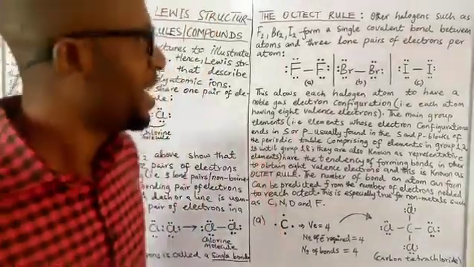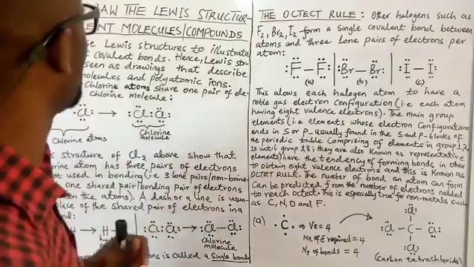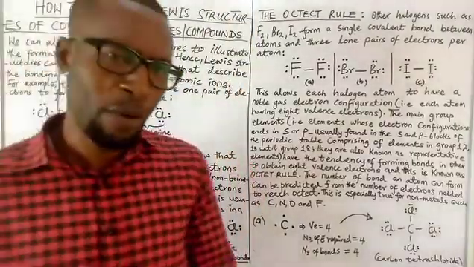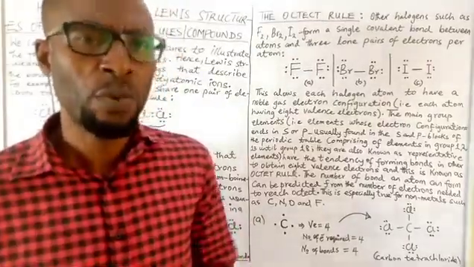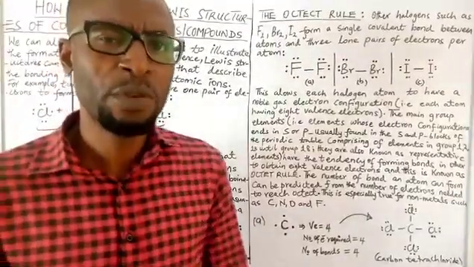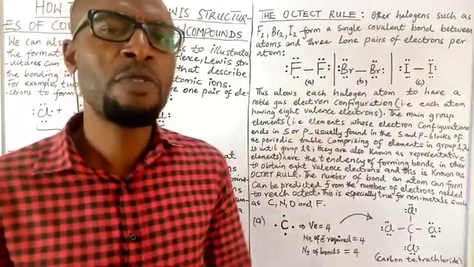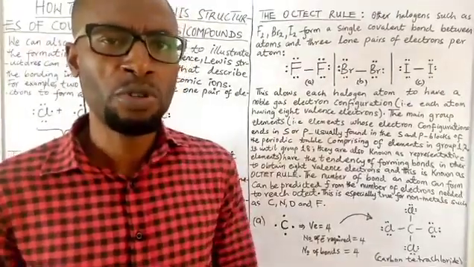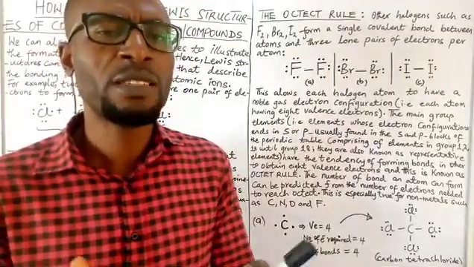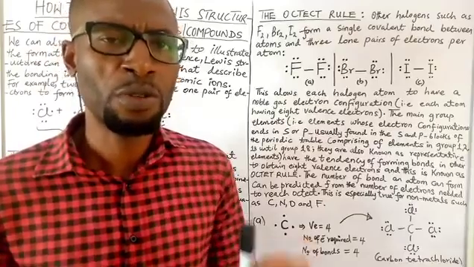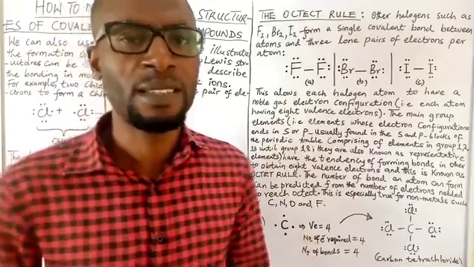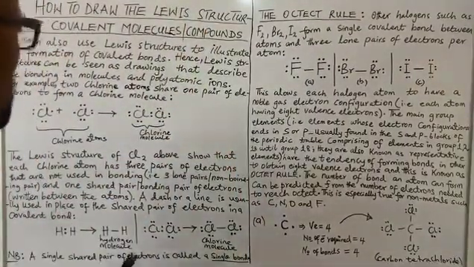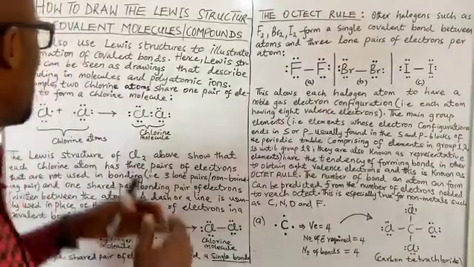Hello friends, in this video I'm going to show you how to draw the Lewis structures of covalent molecules or compounds. Recall in the last video we used Lewis symbols and Lewis structures to illustrate the formation of ionic compounds. In this video we're going to show you how covalent bonds are formed, and we're going to use Lewis structures to explain that.